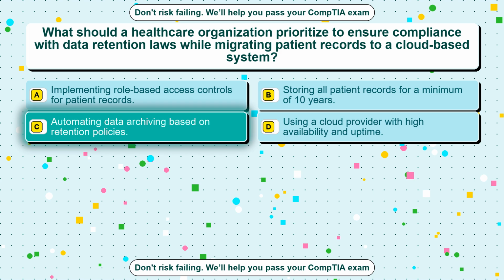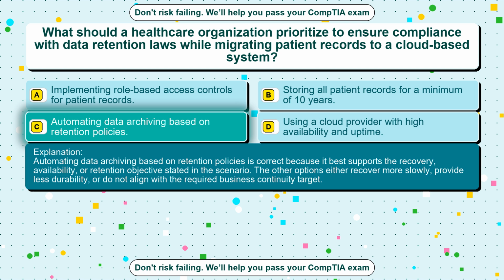Automating data archiving based on retention policies. Automating data archiving based on retention policies is correct because it best supports the recovery, availability, or retention objectives stated in the scenario. The other options either recover more slowly, provide less durability, or do not align with the required business continuity target.